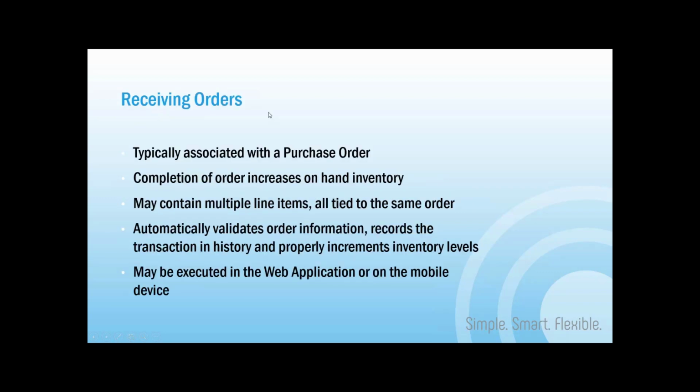A receiving transaction is typically associated with a purchase order, and its completion results in increasing your on-hand inventory. A receiving order must include an order number, date, vendor, and at least a line item. That's the item that's being received. A receiving order may also contain multiple line items, and they're all tied to the same order. IntelliTrack will automatically validate the information on the receiving order, record the transaction in history, and properly increment your inventory levels.